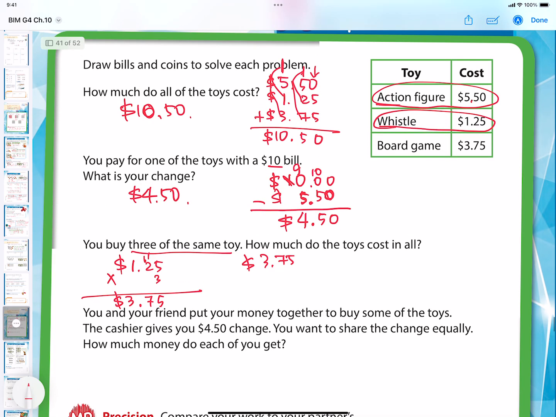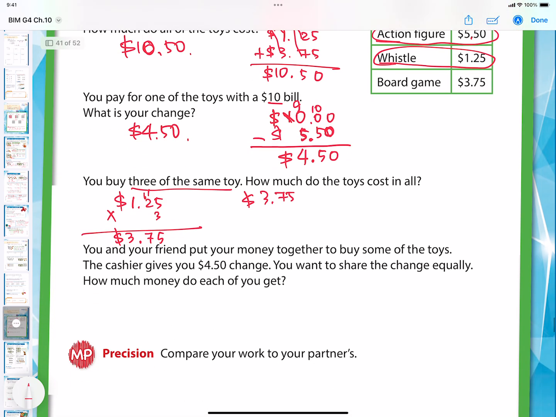Now you and your friend put your money together to buy some of the toys. The cashier gives you $4.50 change. Okay, you want to share the change equally. How much money do each of you get? All right, so now you and your friend are going to split the $4.50 equally. That means you need to divide.